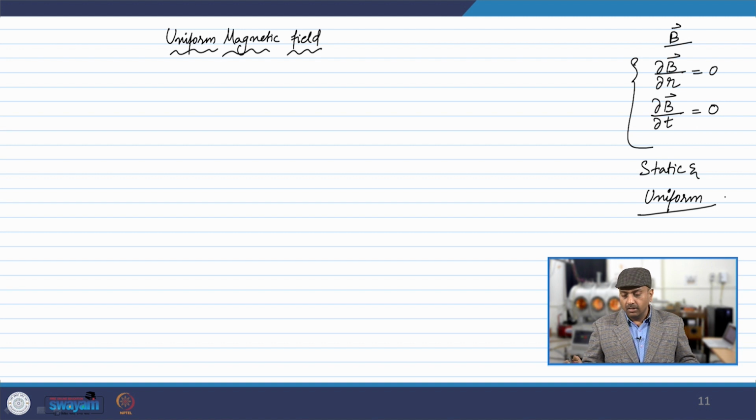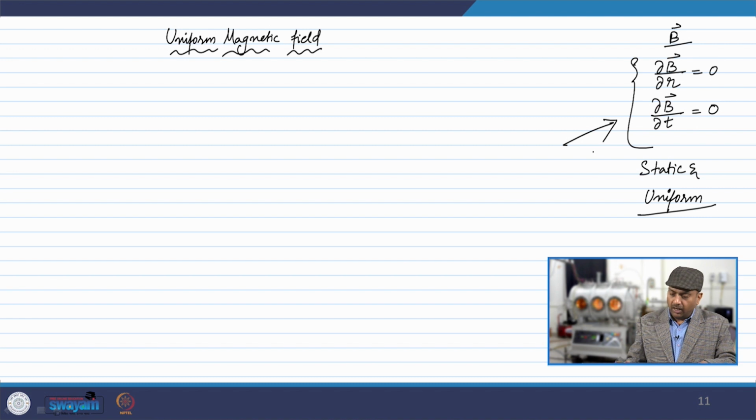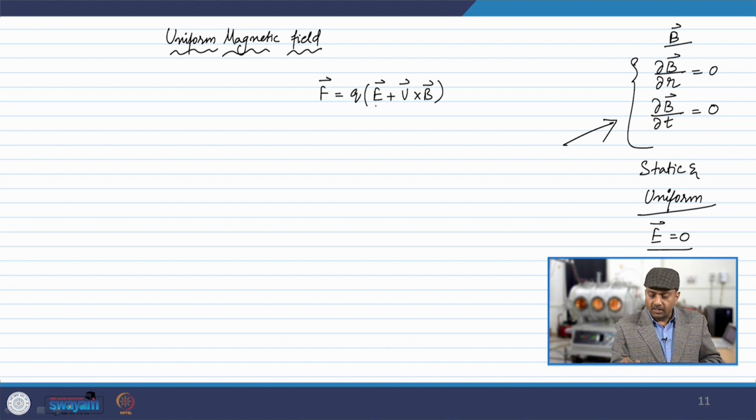So, we have considered the magnetic field configuration to be like this, right. Now, we will also say that there is no electric field present. So, E is 0. So, where do we start? We always start at this equation, F equals q times (E plus v cross B). Since the electric field is now 0, the particle has some velocity, because without velocity the force will be 0.